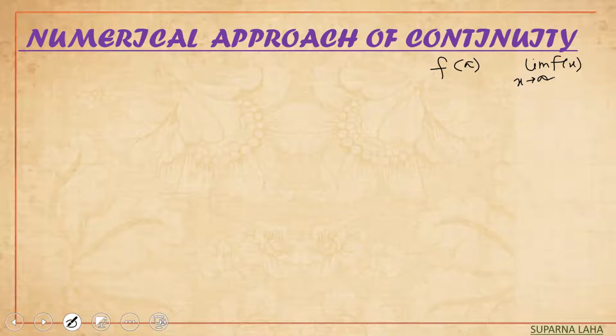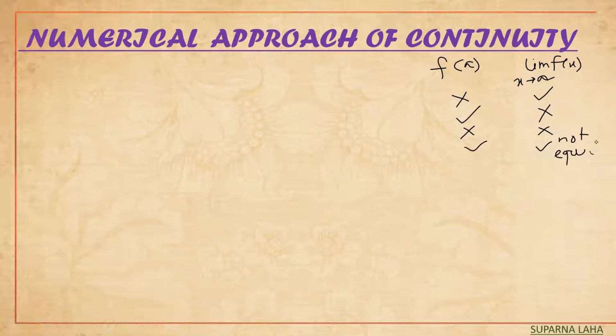That is, the functional value does not exist but limiting value exists. Limiting value does not exist but the functional value exists. Again, limiting value does not exist, functional value also does not exist. Again, both exist but not equal. Again, both exist and are equal.